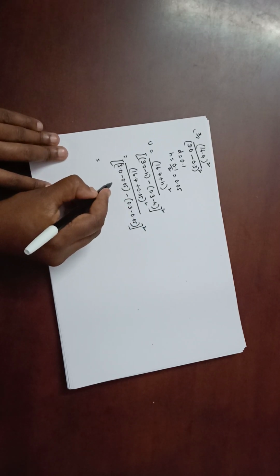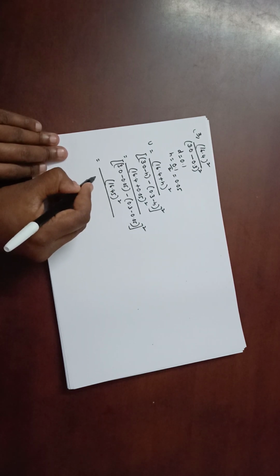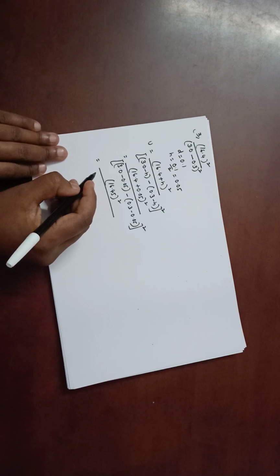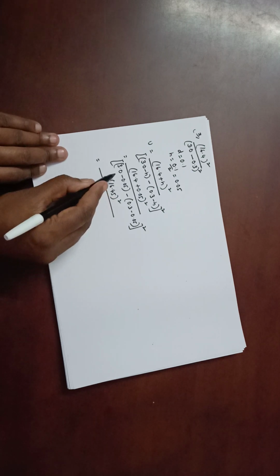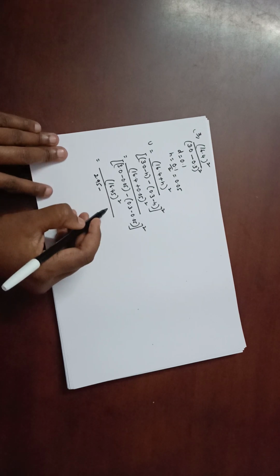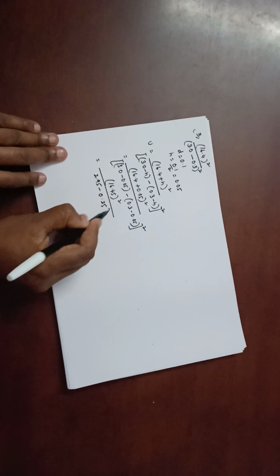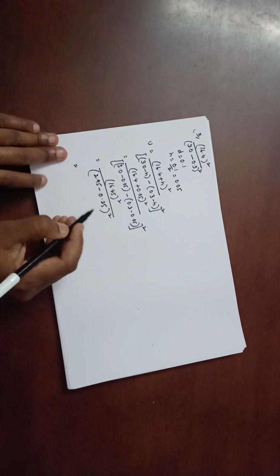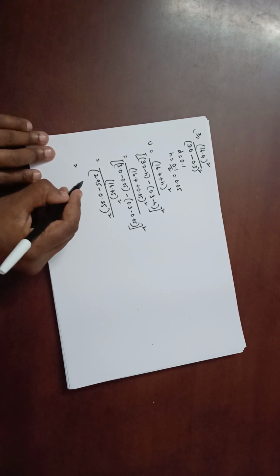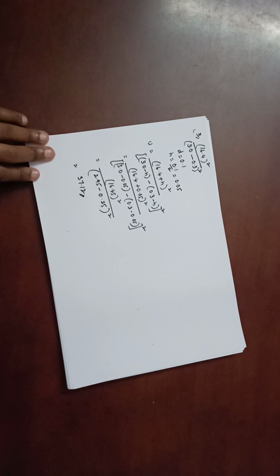So 16.45 whole squared divided by, here if you subtract, 2.95 minus 0.25, whole squared. Take the help of a calculator, so you get 37.12. This is your upper bound.